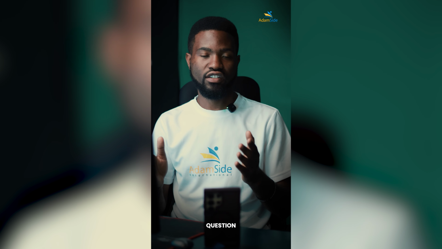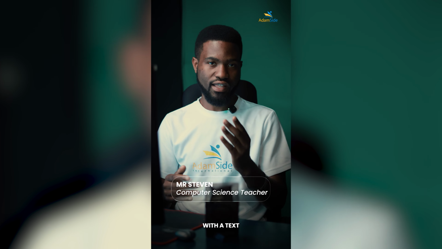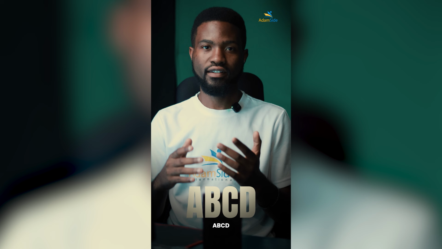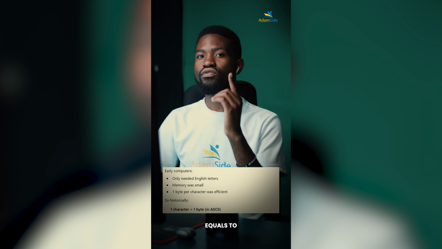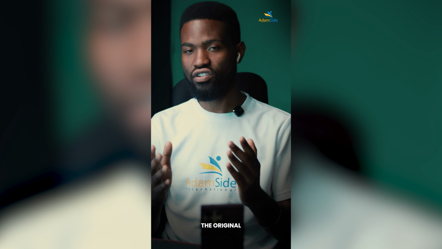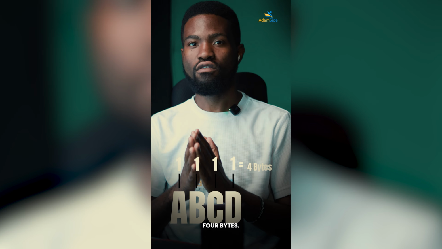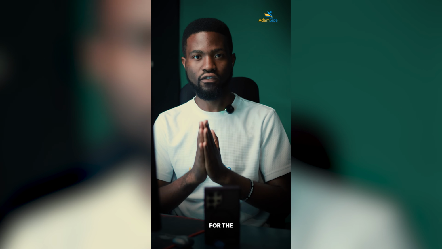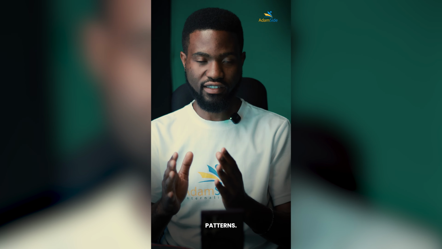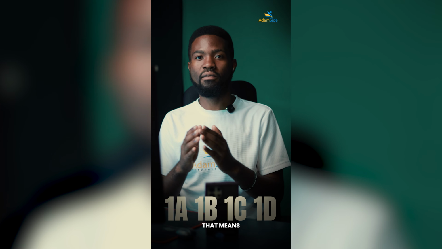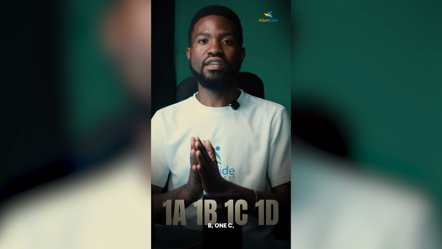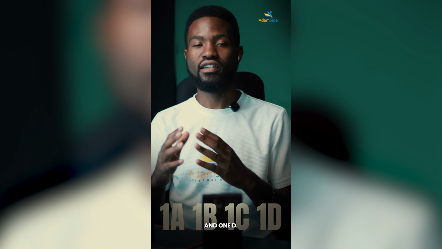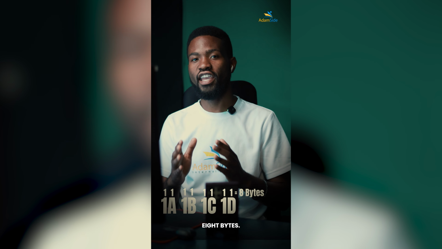Assume you're given a question to compress a text file with the text A, B, C, D. 1 character equals 1 byte. That means the original file size will be 4 bytes. If you compress this, we are just trying to look for the repeating patterns. But now we don't have repeating patterns. That means we'll just have 1A, 1B, 1C, and 1D. We are going to have a total of 8 bytes.